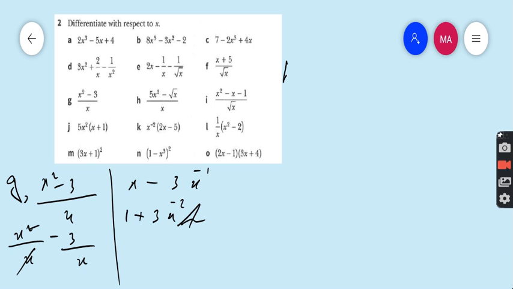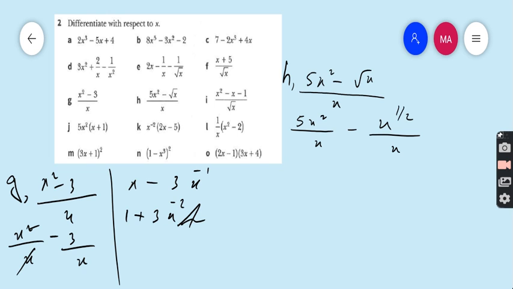Part H. 5x square minus root x upon x. Again, 5x square upon x, minus root x means 1 upon 2, upon x. Square cancels by x, so 5x. 1 upon 2 minus 1 is minus 1 upon 2. I simplified directly. Derivative of 5x is 5, and minus 1 upon 2 power, right, first minus 1 upon 2 minus 1 is minus 3 upon 2.